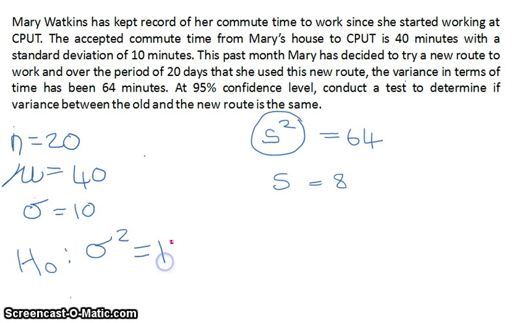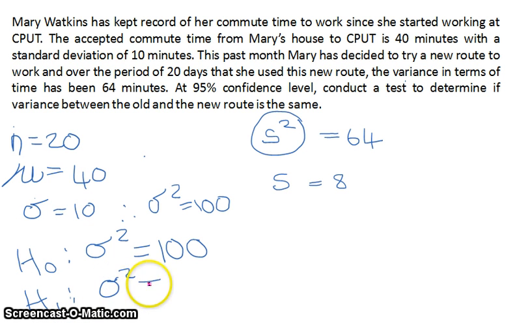Our population variance is 100, because the standard deviation is 10, which would mean that variance is equal to 100 minutes. Our alternate hypothesis always states the opposite of our null hypothesis. So our alternate hypothesis would be the variance is not equal to 100.